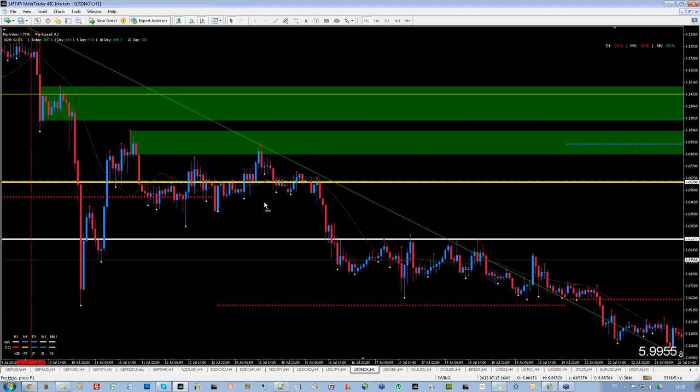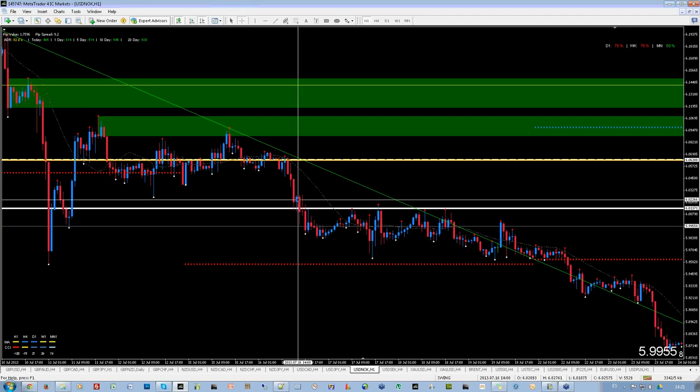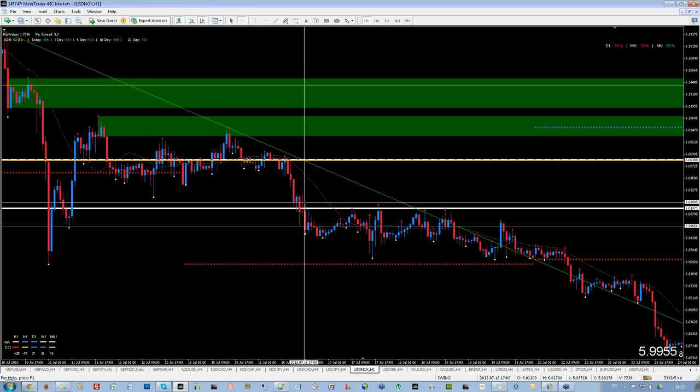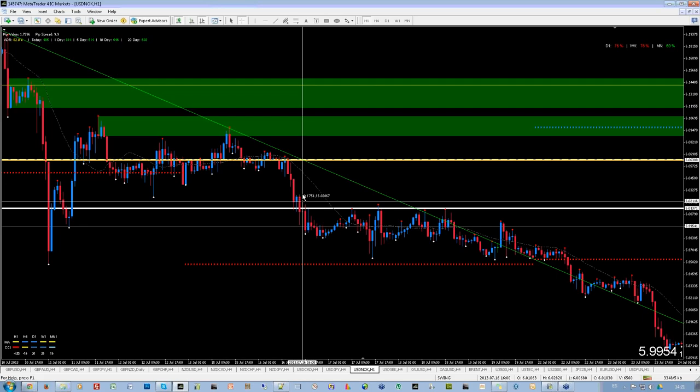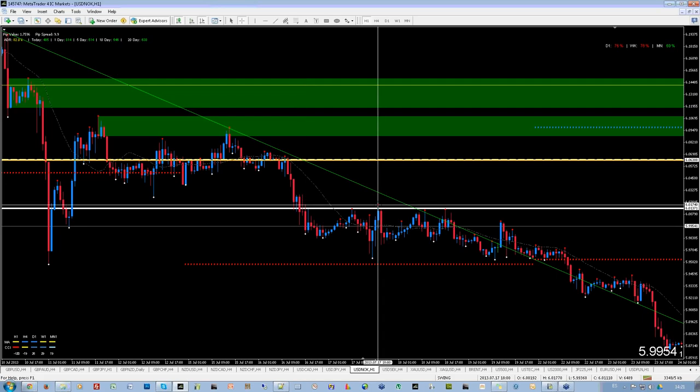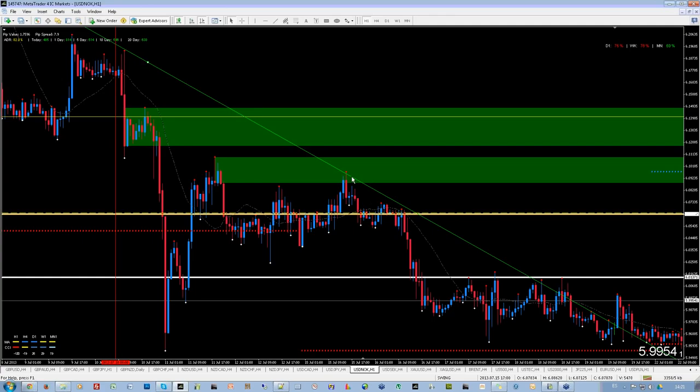Here. Now we continue going, and then here we've got a level that caused this drop. And then here we've got another level. Sharp drop. And here we missed that entry by nothing. A few pips. This is the second one. It is here, right there.